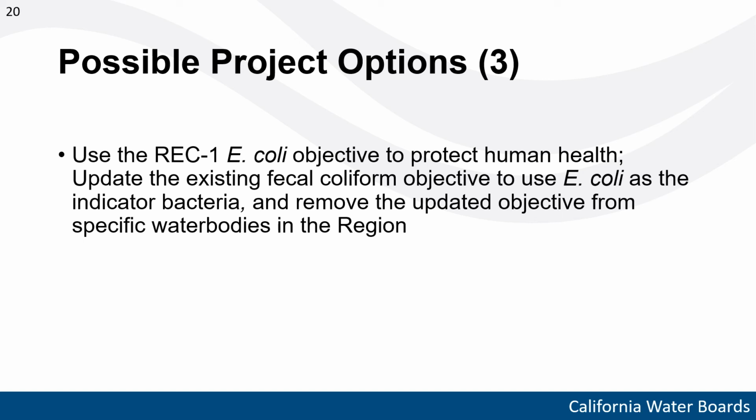This objective would then be removed from certain surface waters where the E. coli REC1 objective alone will ensure the reasonable protection of beneficial uses and the prevention of nuisance. Examples of a situation such as this might be for surface waters in the Bridgeport Valley, where water has been beneficially used for agricultural purposes since before California gained statehood.